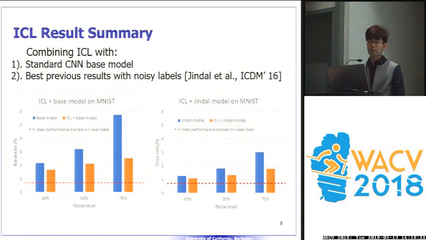So here's a part of our results. First, we test on three different noise levels: 30%, 50%, and 70%. The vertical axis is the error rate. The lower, the better. The blue bars are the results from the underlying model, and the orange bars are the results combined with our method. On the left is our method combined with a base CNN, which means a pretty simple CNN. And as you can see, we reduce the error rate a lot. On the right is the result combined with a model proposed in 2016. And we also reduce the error rate a lot.